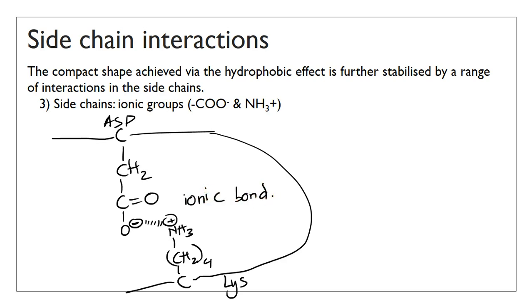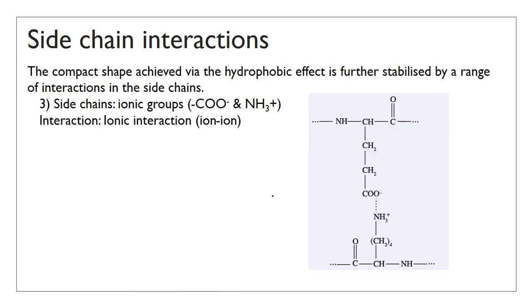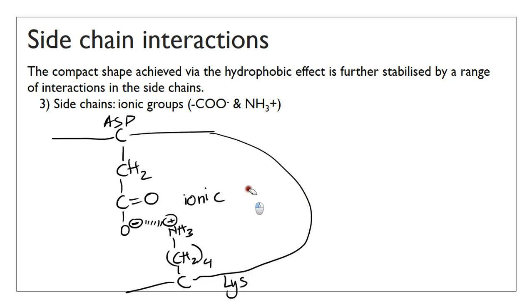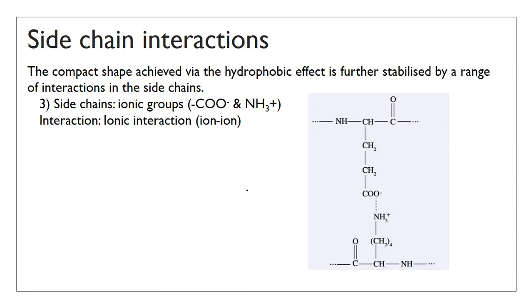It's not as strong as an actual ionic compound, because the strength of the bond depends on the distance between the side chains. So it can vary quite significantly. So you have ionic interactions. I normally call it ion-ion. I think you can call it ionic bond. When you say it's a bond, it just sounds stronger, but honestly, there's no difference between the two words.